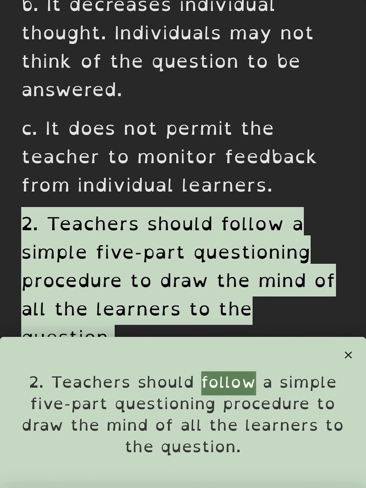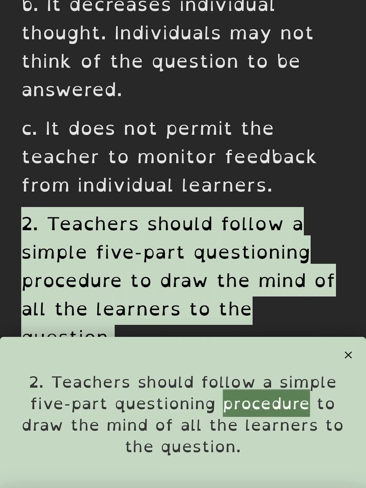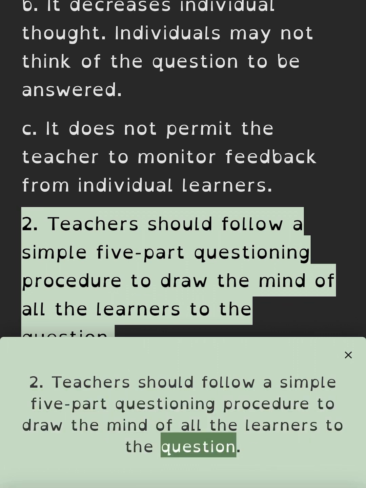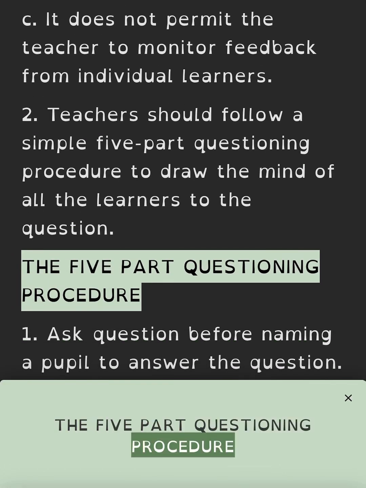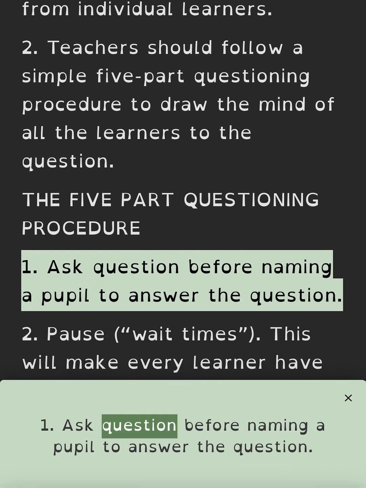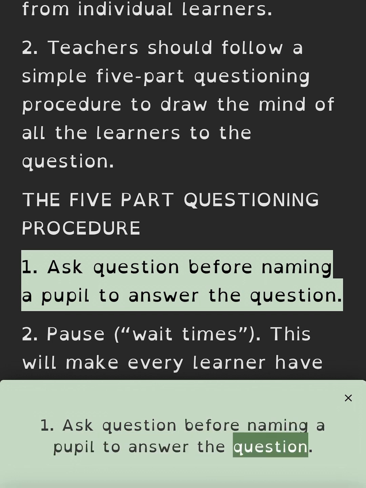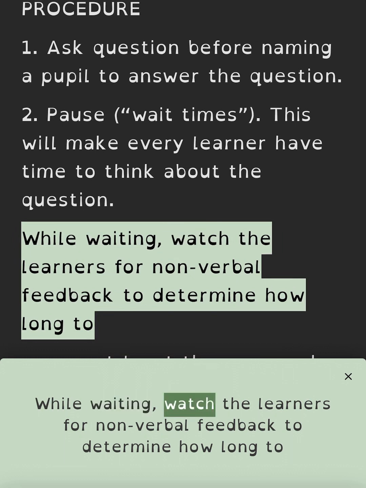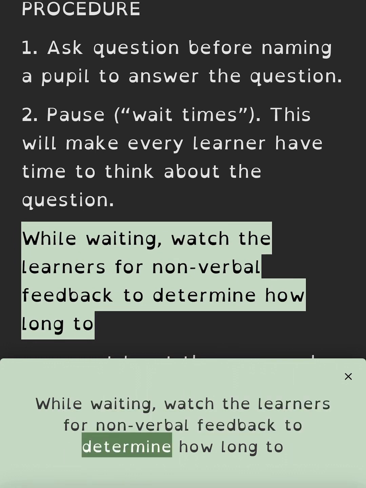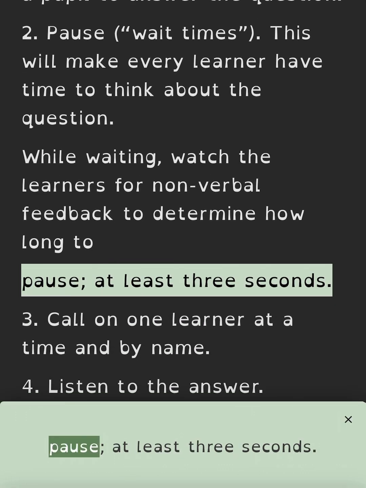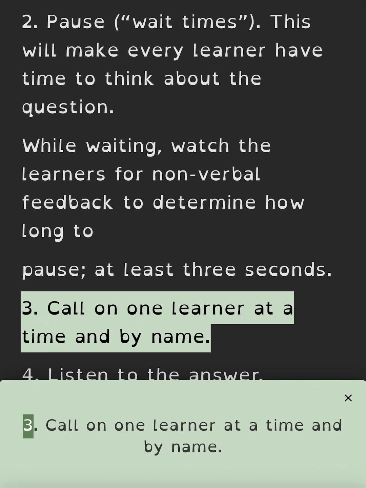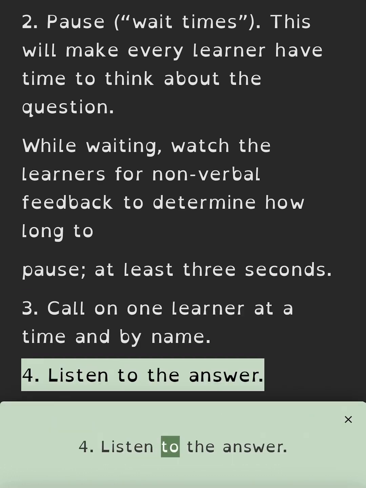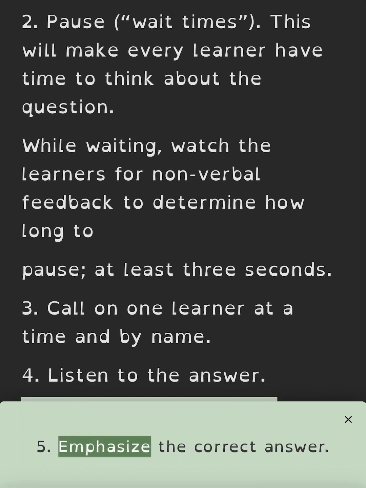2. Teachers should follow a simple 5-part questioning procedure to draw the mind of all the learners to the question. The 5-part questioning procedure: 1. Ask the question before naming a pupil to answer it. 2. Pause. This will give every learner time to think about the question. While waiting, watch the learners for non-verbal feedback to determine how long to pause, at least 3 seconds. 3. Call on one learner at a time and by name. 4. Listen to the answer. 5. Emphasize the correct answer.